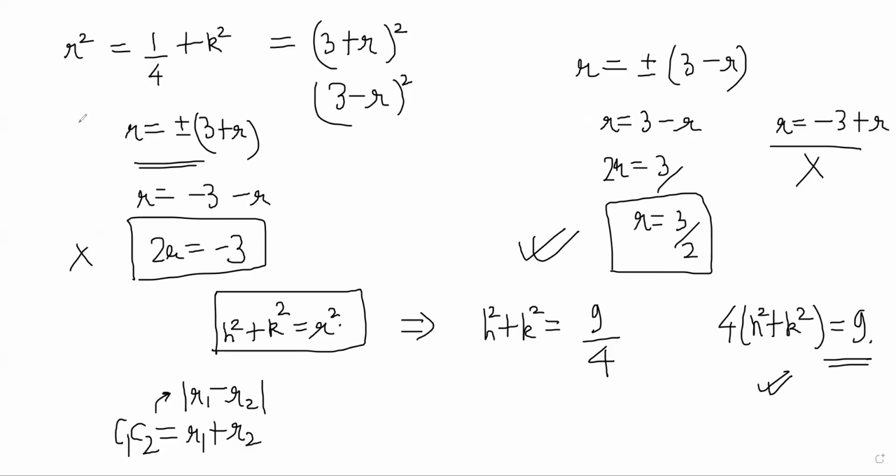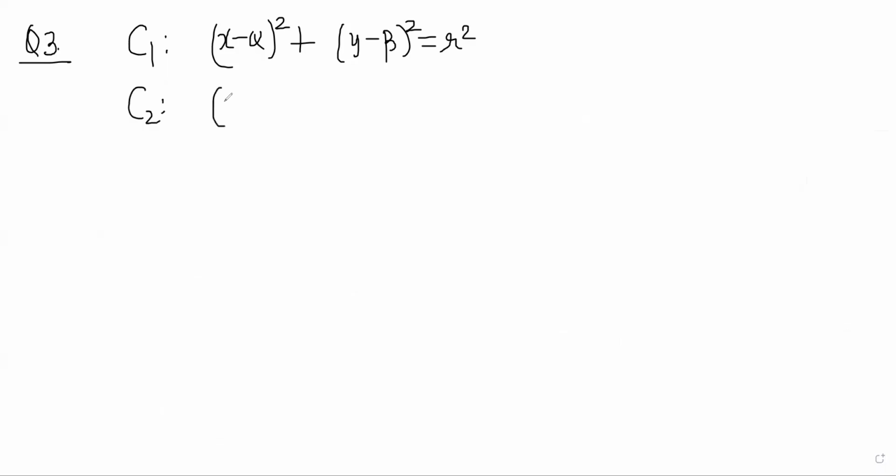Let's move on to the third problem, question number 3. Here we have circle equation C1, (x minus alpha) whole square plus (y minus beta) whole square is equal to r square, and C2, which is (x minus 8) whole square plus (y minus 15 by 2) whole square is equal to r2 square. This was r1 square, this is r2 square.